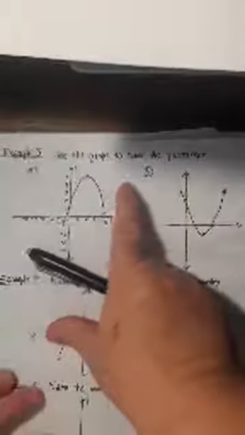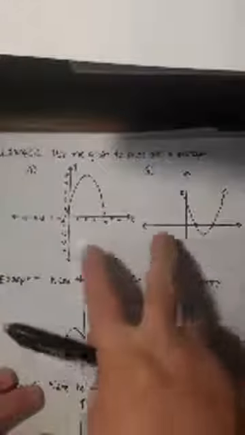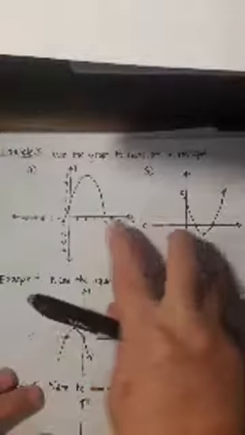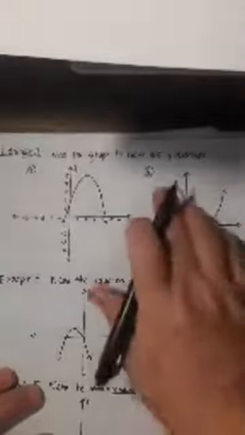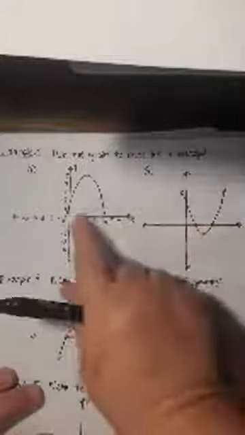Alright, example 3. Use the graph to name the y-intercept. Here's A and here's B. These are two different graphs. I'm doing one example. The y-intercept, remember, is just the y-coordinate on the y-axis where your graph crosses it.